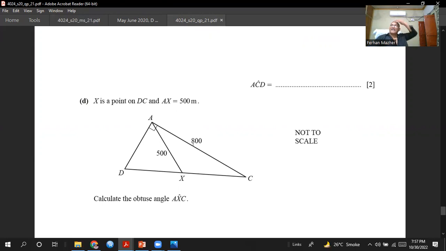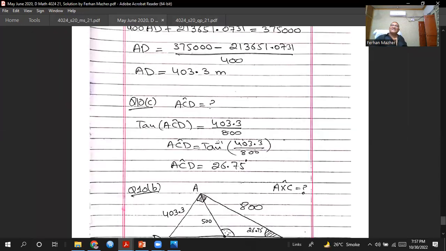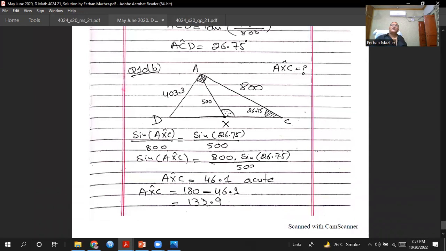Okay. I know this angle. I can use the law of sines and I can find this angle, but there's a problem. When you take the sine inverse, the calculator will give you the acute value, but they want me to find out the obtuse value. So I will do manually 180 minus whatever is the answer on the calculator. Let me show you how this is done. Now you see, I know this side is 500. I know this is 800. I know this angle we just calculated, 26.75. And they want me to find out this angle, but this angle is obtuse.